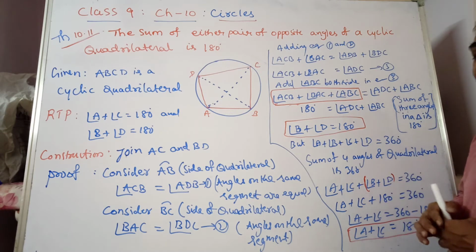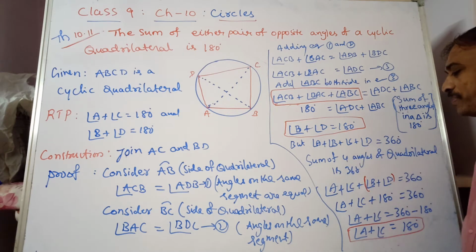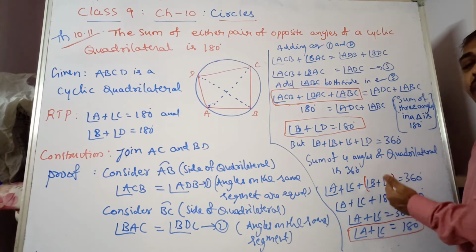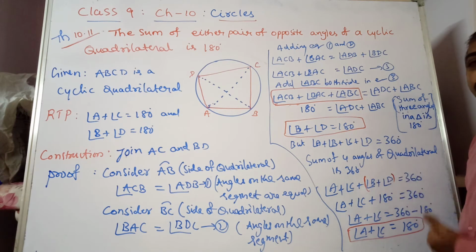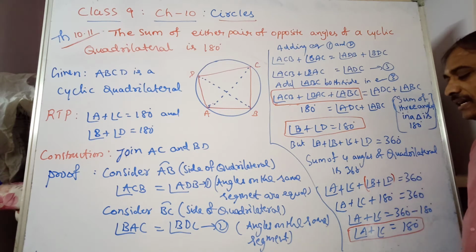And the sum of the four angles we know is 360 degrees. So since two angles sum to 180 degrees, the leftover two will also be equal to 180 degrees. I hope you understood. Is it clear, students?